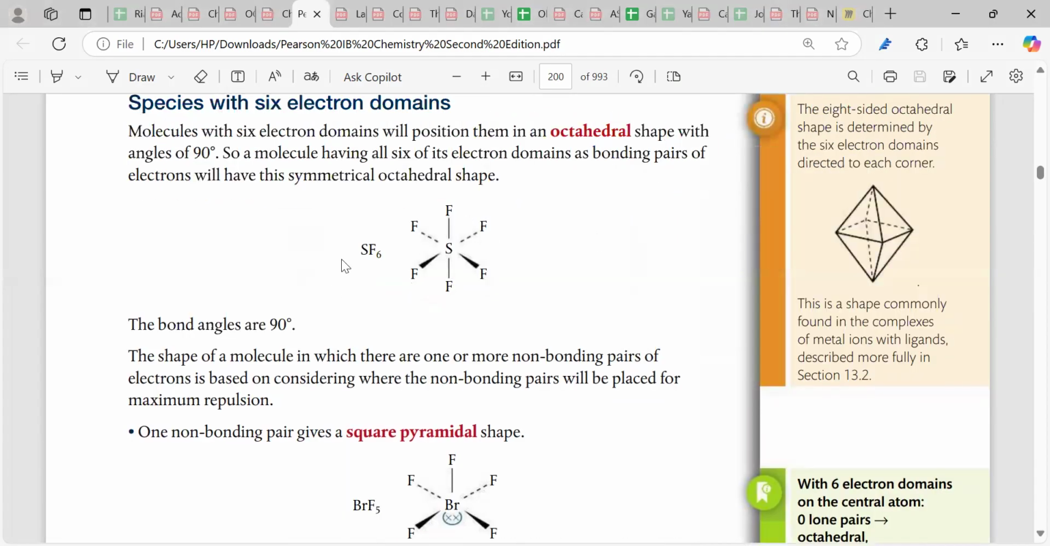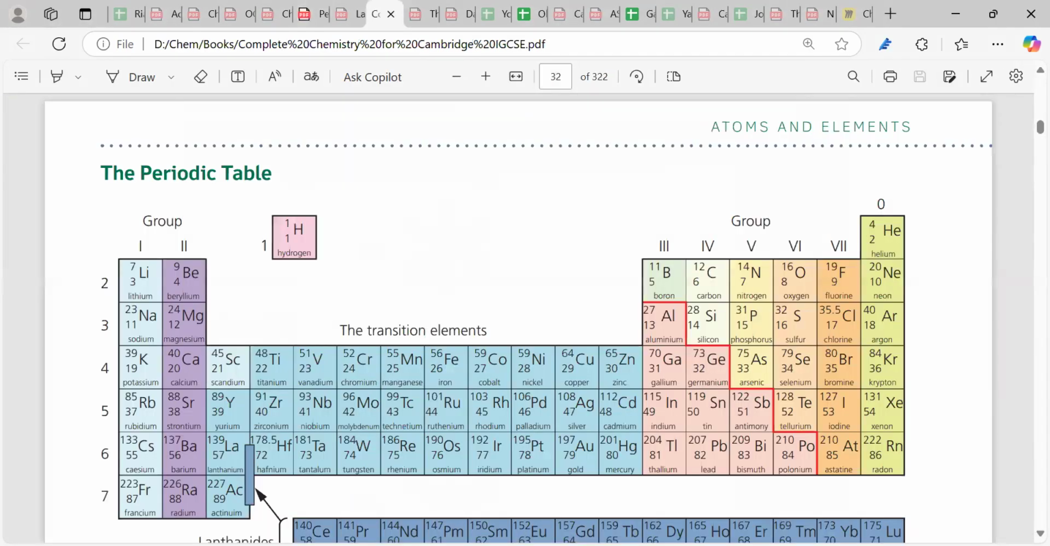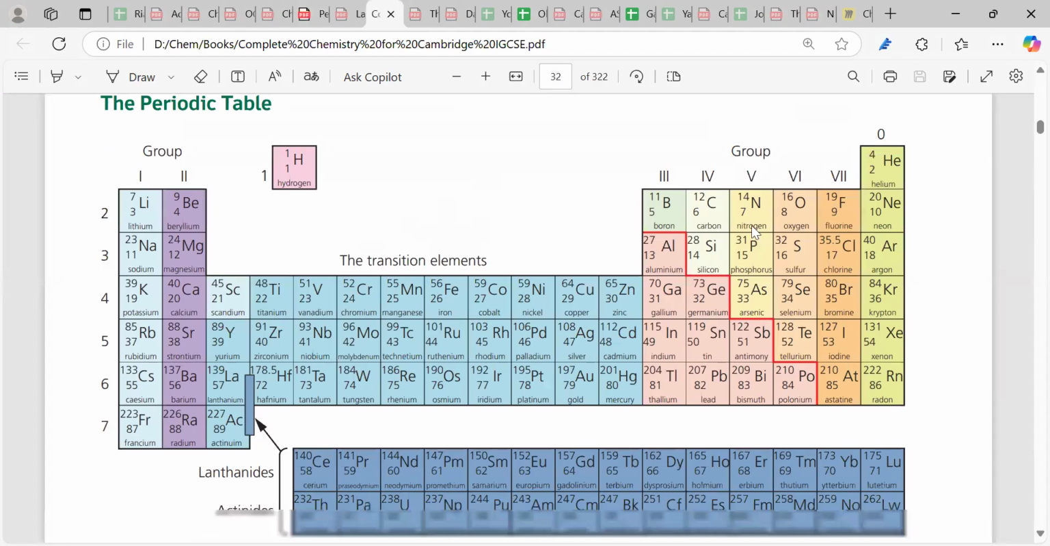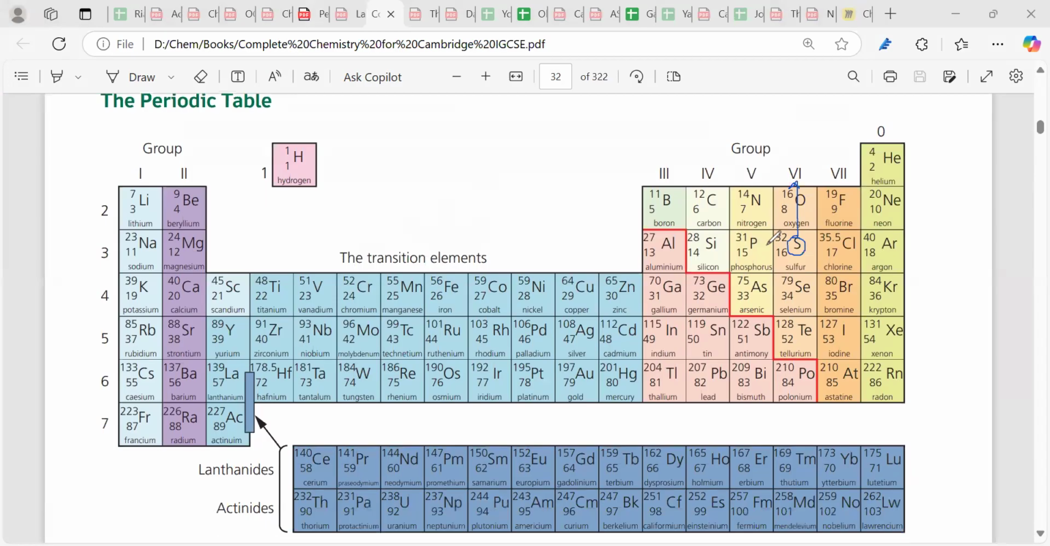Try to tell me what is the outermost electronic configuration of sulfur. Sulfur is in which group? Sulfur is 6. I'm teaching a shortcut, just quickly see what the shortcut is. Just 1 minute. If you see sulfur, what is the general outer electronic configuration?